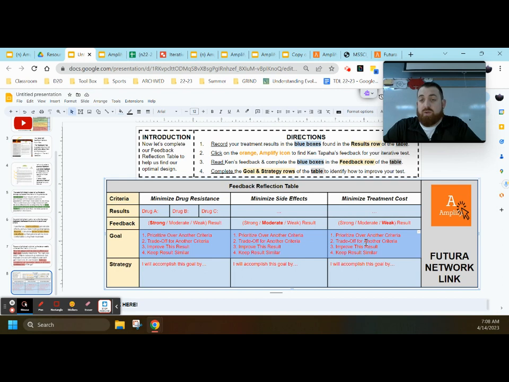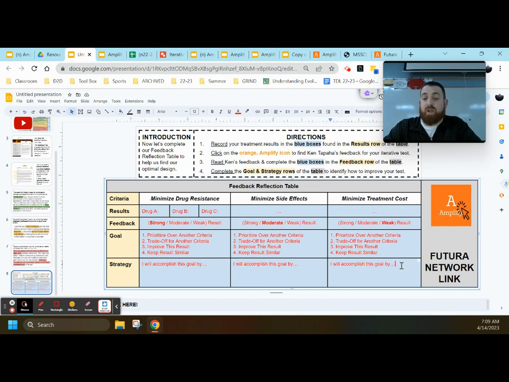You're then going to pick a goal that you want to achieve for that resistance, for that side effect, for that cost, as we go into making more iterative tests. So, for example, for the strong, maybe you want to keep the results similar, as Ken explained. For the moderate, maybe you want to improve this result a little better, but continue making trade offs for this criteria because you want to prioritize resistance. Maybe for treatments, you want to improve this result, but continue trading off because, again, we want to have higher resistance and higher side effects, whatever your goal may be.